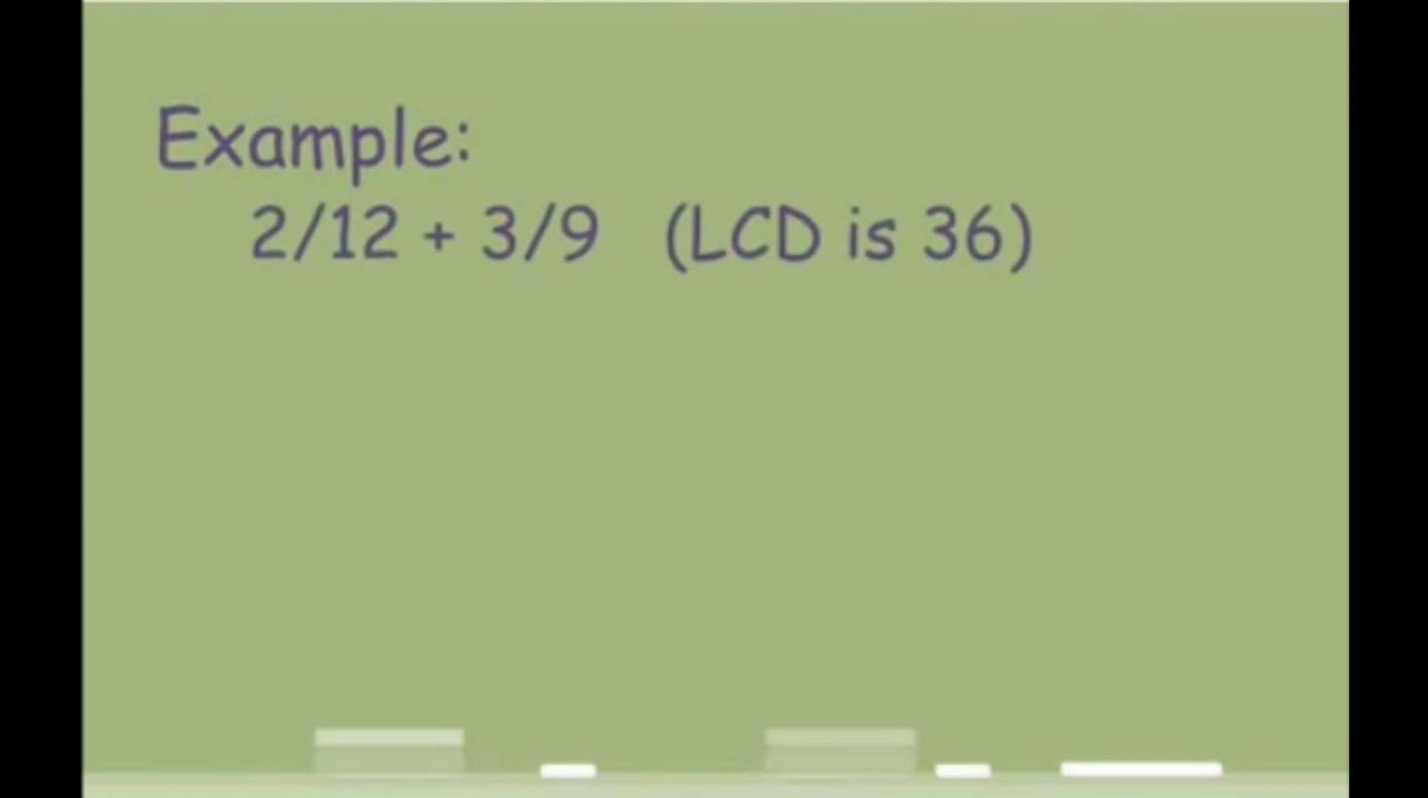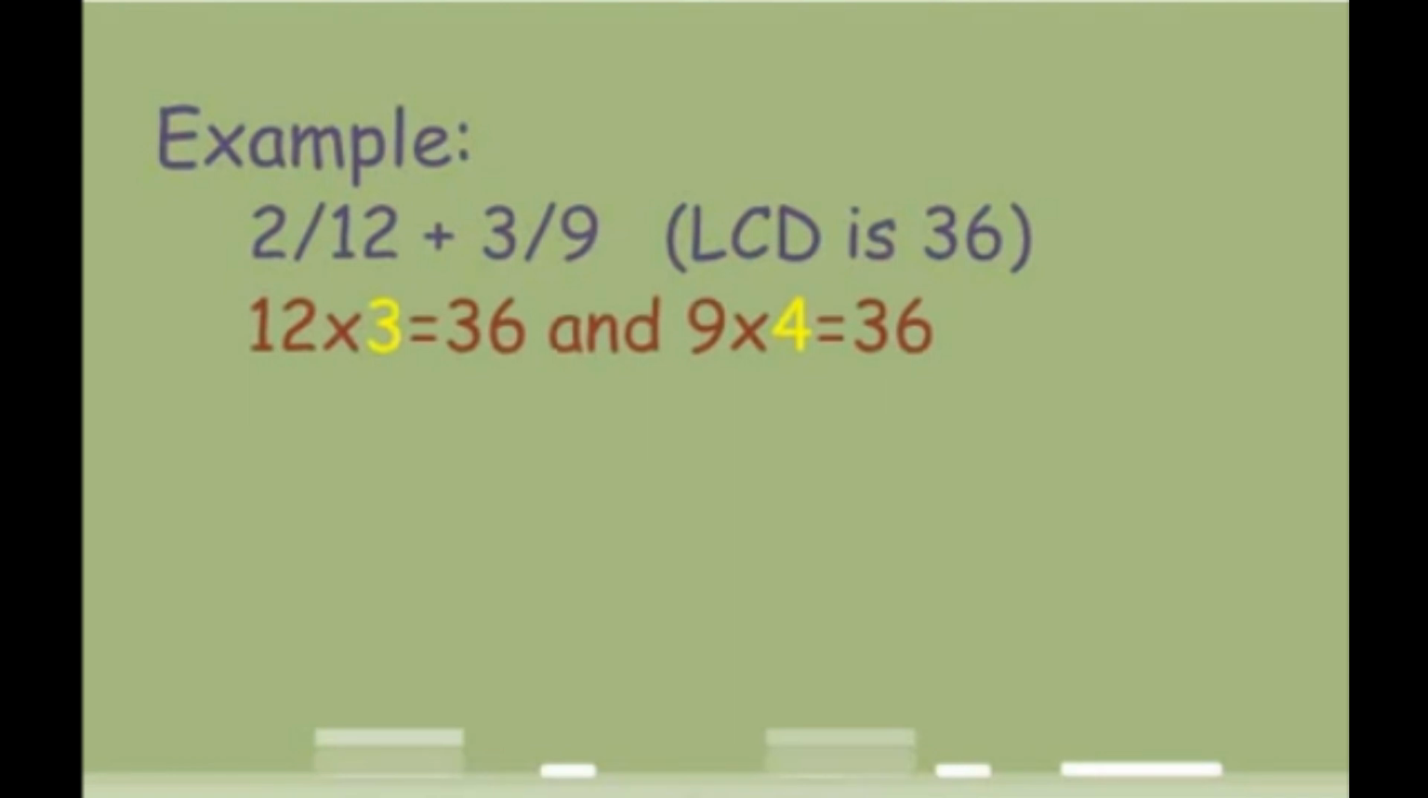Here's an example. 2 twelfths plus 3 ninths. Our least common denominator is 36 because we found that that was our LCM. We're going to multiply 12 times 3 to give us 36 and 9 times 4 to give us 36.